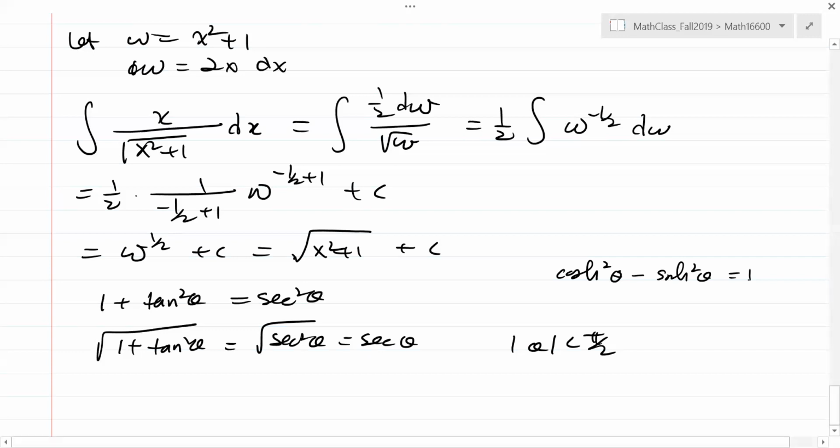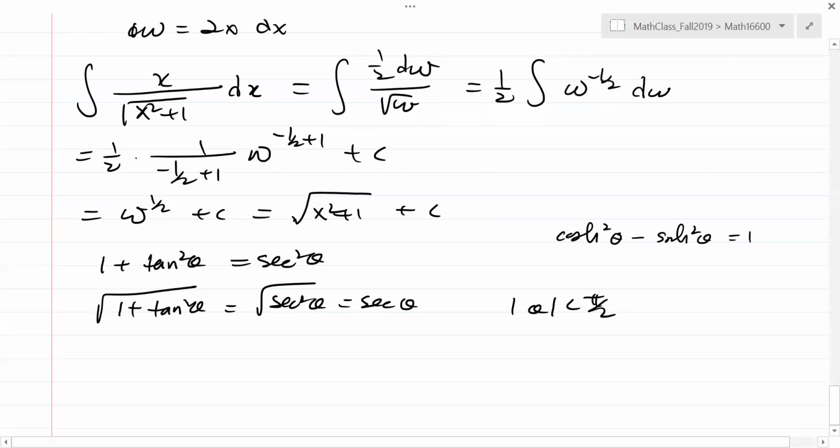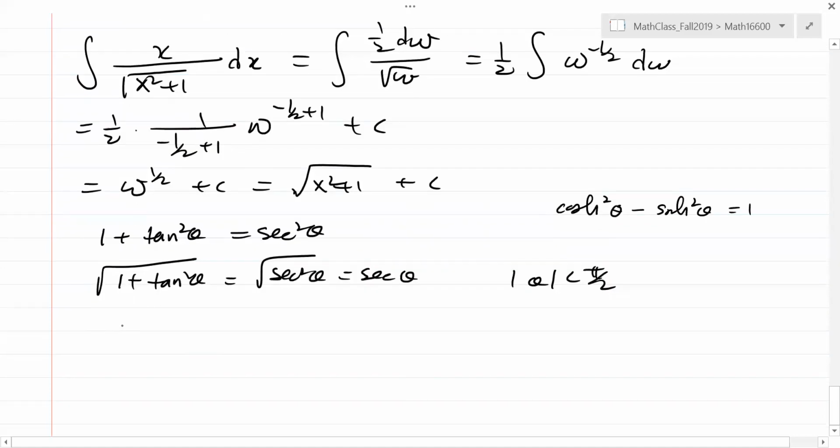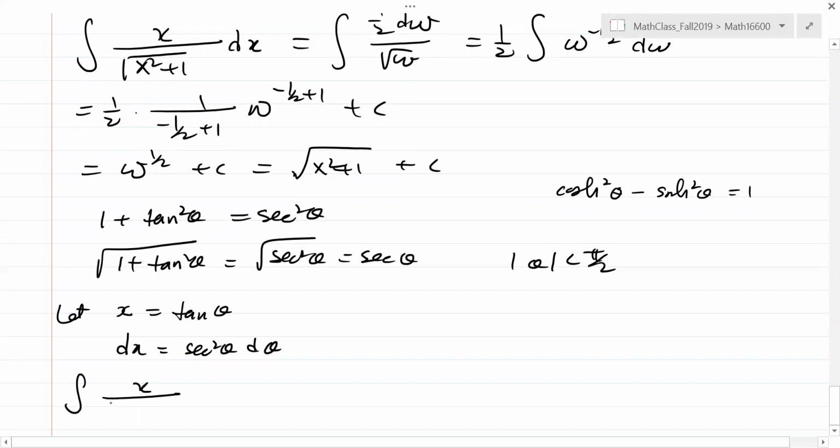All right, so let's try this. That gives us some good suggestion. Let's try to let x be tangent theta. Then dx is going to be secant square theta d theta. Okay. So it's integral.